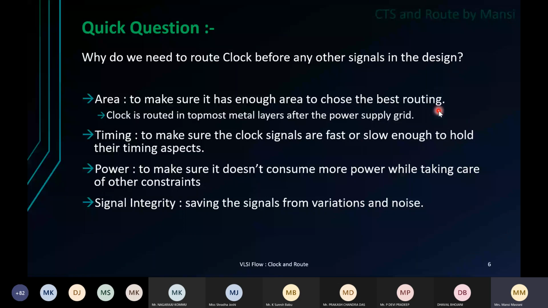We will come to know in the later part of the design how clock is so sensitive to noise, and we have to save it from that, because once the signals come into picture, the clock will have a lot of noise on it, and if the clock is disturbed, the whole design is disturbed.